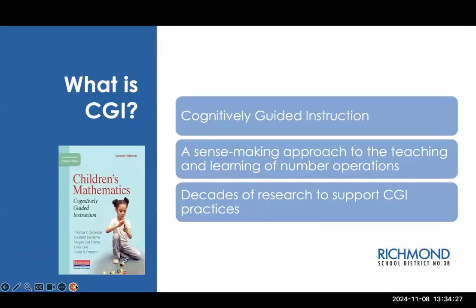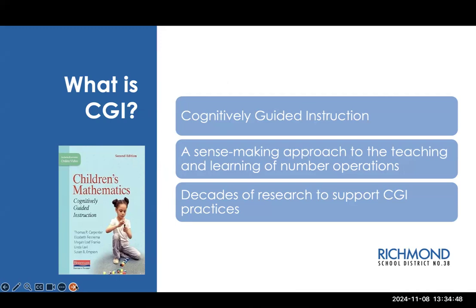So what is CGI? CGI stands for Cognitively Guided Instruction. It is a research-based and sense-making approach to the teaching and learning of number operations. So addition, subtraction, multiplication, and division. There are decades of research to support CGI practices in elementary classrooms.